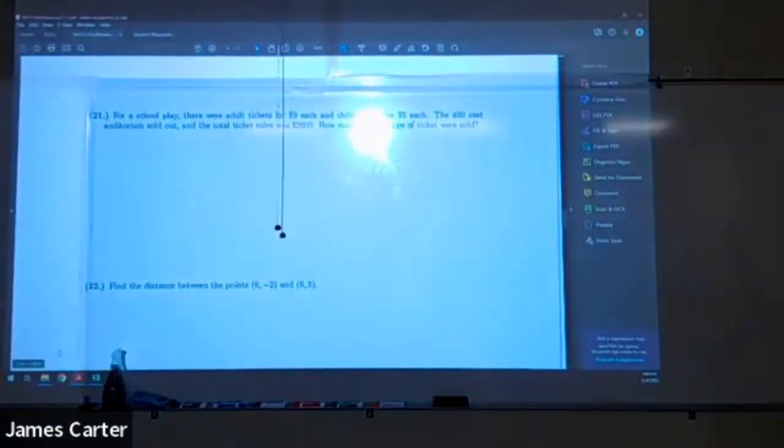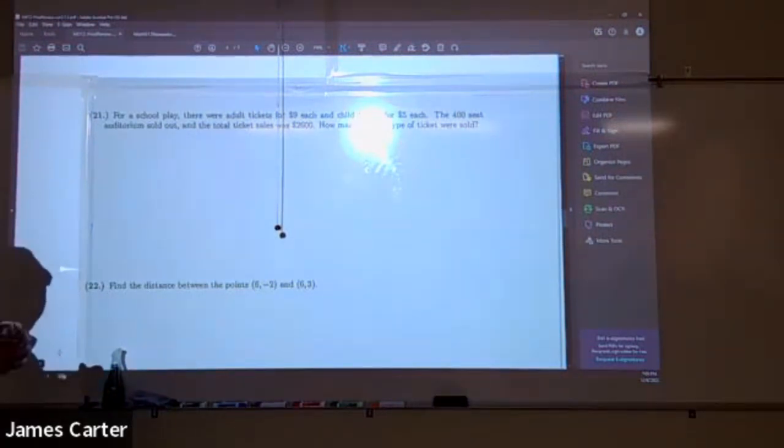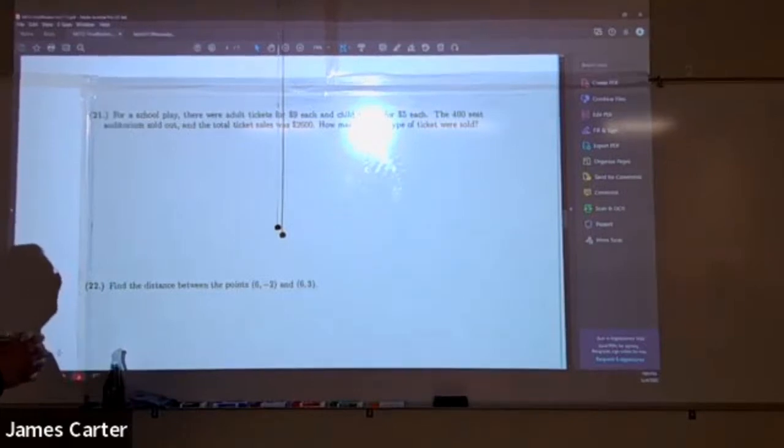Let's review where we left off. Right, here's where we left off the other night. For a school play, there were adult tickets for $9 each, child tickets for $5 each. We worked one somewhat similar to this, didn't we?